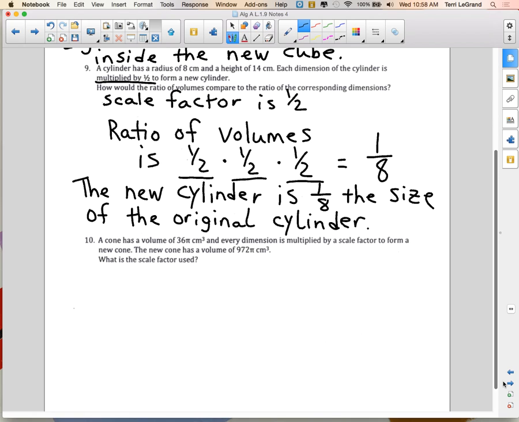I think we got one more to practice together. I think this time they're going to make us find the scale factor. So let's circle that right here. This is what they're asking us to do. What is the scale factor? Oh, okay, we got to find it this time.